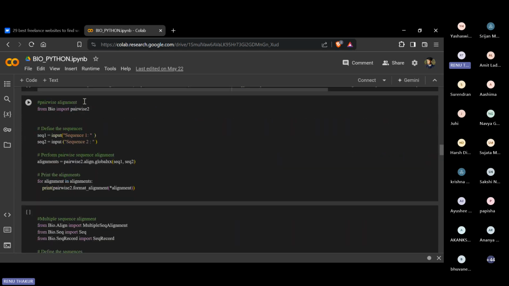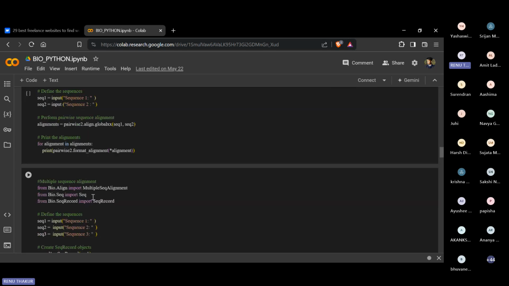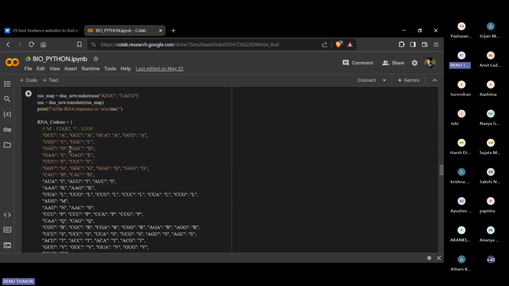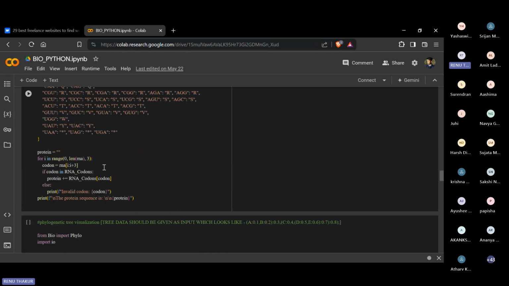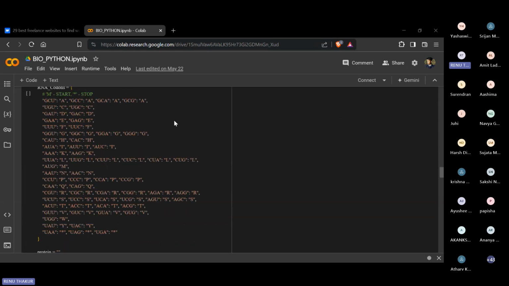For pairwise alignment, we can create a tool. For multiple sequence alignment, we can create a tool. For converting sequences, or for protein translation from RNA, you can create some tools. So this is for automating these kinds of processes. You can create these programs and just provide them to others, or else you can register yourself on GitHub, deposit this in a private repository, and give access to people.